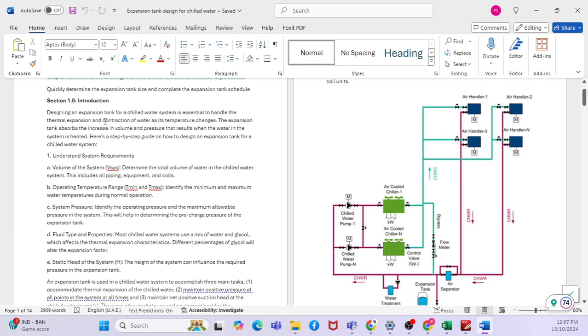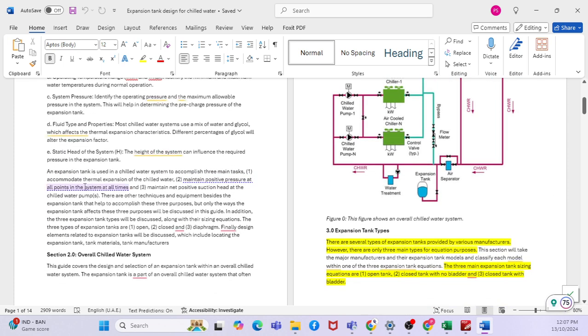Determining an expansion tank for a chilled water system is essential to handle the thermal expansion and contraction of water as its temperature changes. The expansion tank absorbs the increase in volume and pressure that results when the water in the system is heated. Hence, here is a step-by-step guide on how to design an expansion tank for a chilled water system. What is the requirement? You need the volume of the system, the operating temperature, the system pressure, the fluid type and properties, and the static head of the system. So these are the system requirements.